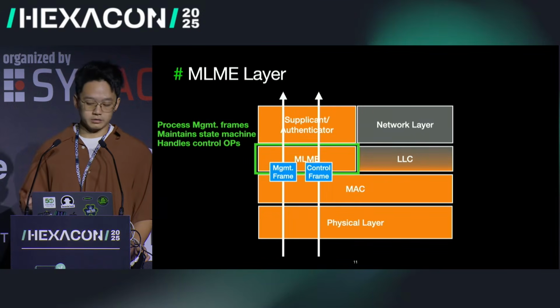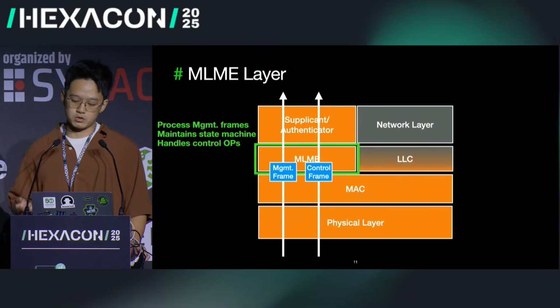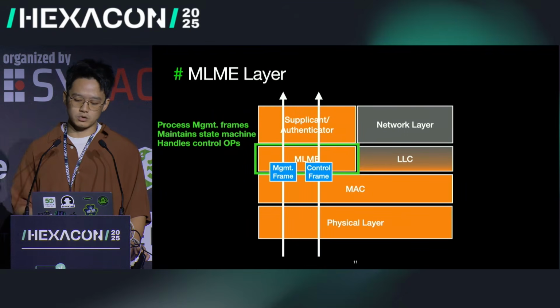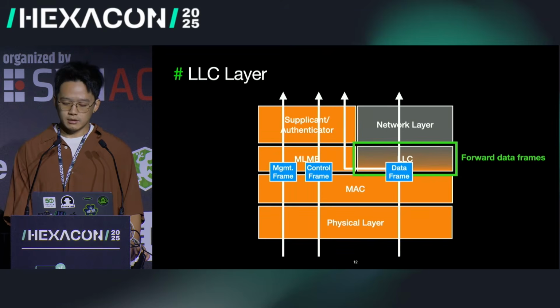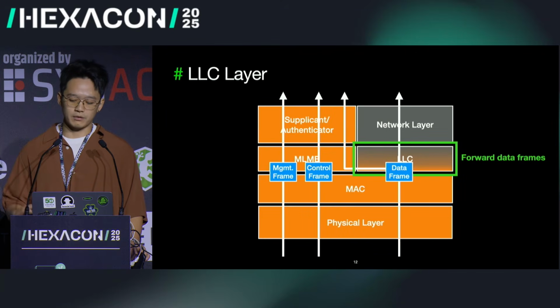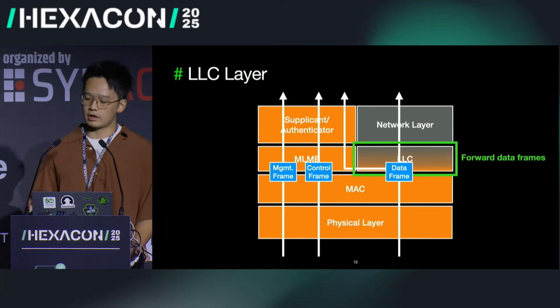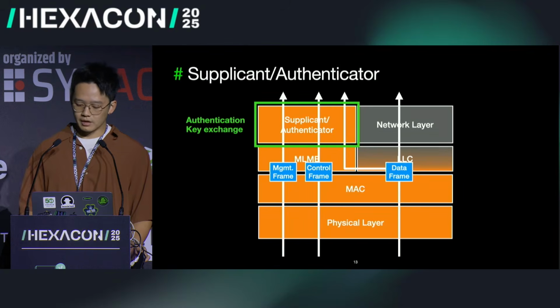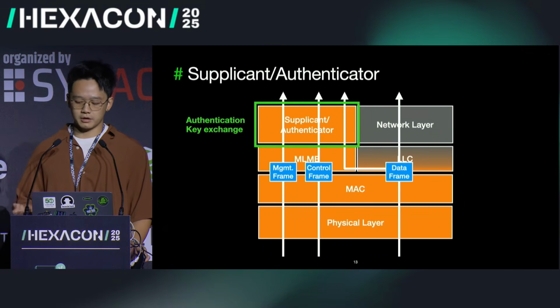The MLME is the core module responsible for handling MAC layer management. It mainly processes management frames, maintains state machine logic, and handles control operations. The LLC forwards data frame to upper layers, typically carrying protocols like IPv4, IPv6, ICMP, and so on. The supplicant and authenticator handle Wi-Fi authentication and key exchange.